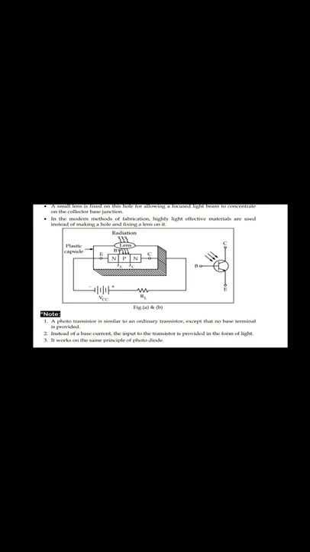A small lens is fixed on this window for allowing the focused light beam to concentrate on the base collector junction.